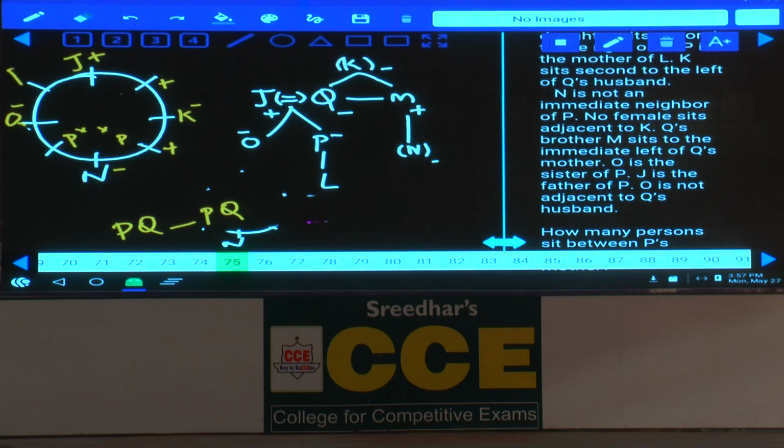As P is here, now one person between P and Q, then what is the gender of this Q? Q is a female. As Q is a female, Q cannot be here, that person must be a male. Hence Q is here and this person is a female. Done with this? N, Q, O, P, and P is again a female, and J. Now we are left with the remaining two.